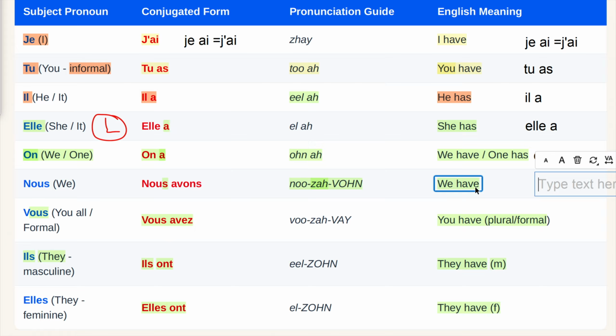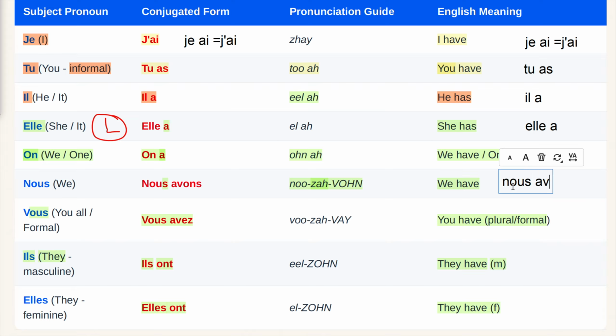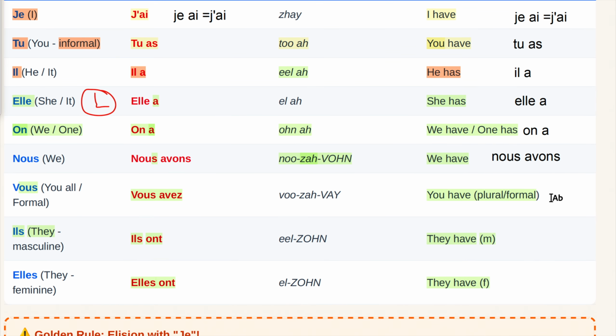Next, we have will be nous avons. Next is you have, and this is for the formal, so it will become vous avez. And then they have, for the masculine it becomes ils ont, and for the feminine it will become elles ont. So make sure you're using S for the plural.